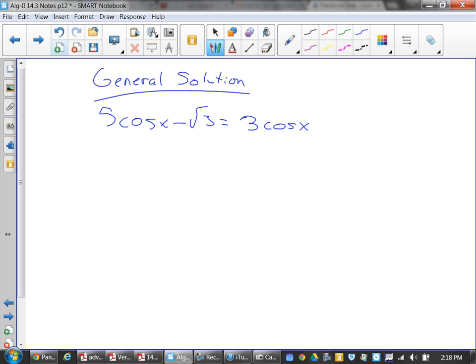You want to get x by itself, set equal to 0. What do I do to start? Subtract the 3 cosines. Okay, subtract 3 cosine x, and I have 2 cosine x, and I'm going to say that equals root 3. You okay with that? Just move that over? What do I do with 2? Divide by 2. So x is going to equal the inverse cosine of root 3 over 2.